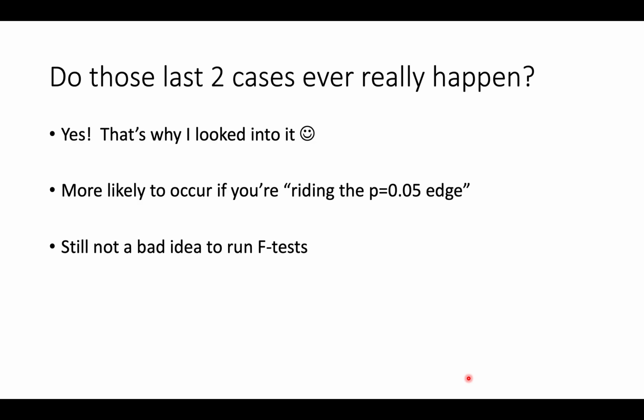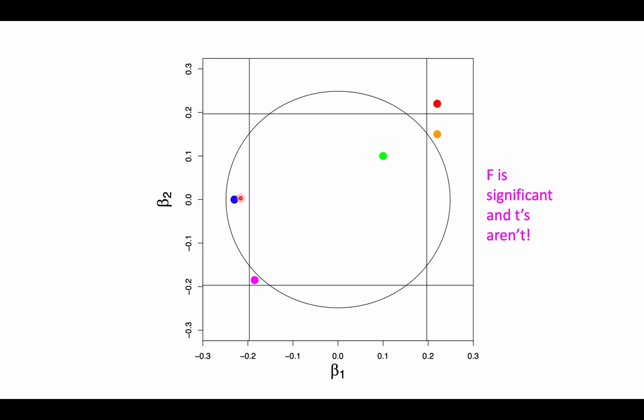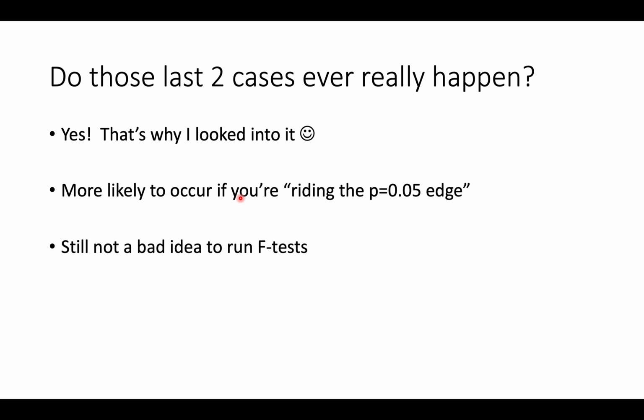So you might be wondering, well, those last two cases, do they ever really happen? Indeed, they do. That's why I looked into it, because I kept seeing people asking about it on the FSL list. And pretty much when that happens, it's when you're riding that p equal to 0.05 edge. So I mean, you can report both and just put it's not a very solid effect. But still, not a bad idea to run the f-test. I wouldn't let these weird cases dissuade you from running the f-test, because really if you miss something that's statistically significant with the t-test that isn't with the f-test, it's a very weak effect.